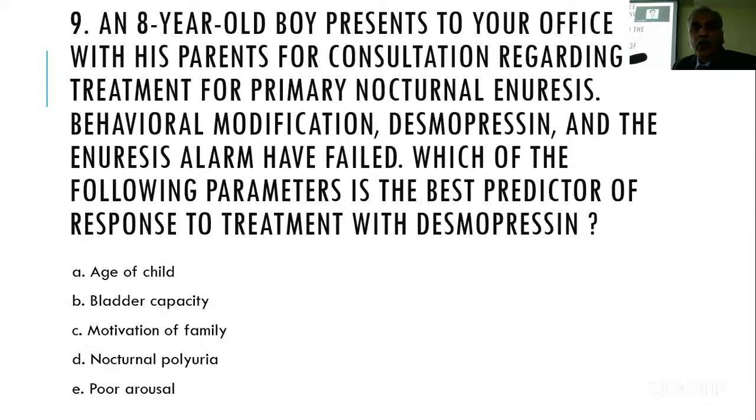An 8-year-old boy presents to your office with his parents for consultation regarding treatment for primary nocturnal enuresis. Behavioral modification, desmopressin, and the enuresis alarm have failed, right? Which of the following parameters is the best predictor of response to treatment with desmopressin? The age of the child, the bladder capacity, the motivation of the family, nocturnal polyuria, poor errors. Bladder capacity? Nocturnal polyuria? Nocturnal polyuria is the best.